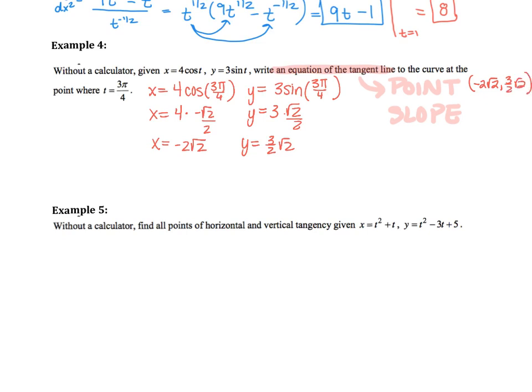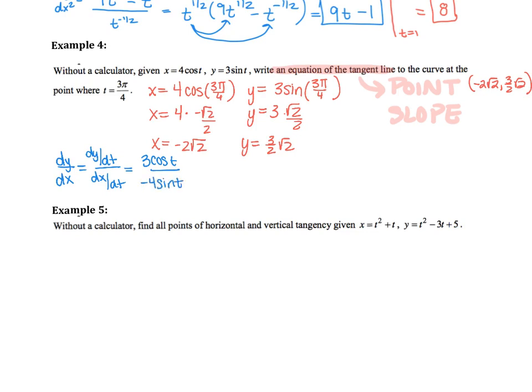And now for my slope. To find the slope, I'm going to need to find the first derivative. So my derivative dy/dx is equal to dy/dt over dx/dt. So that's going to be equal to, let's see, 3 cosine of t, and then dx/dt is going to be negative 4 sine of t.